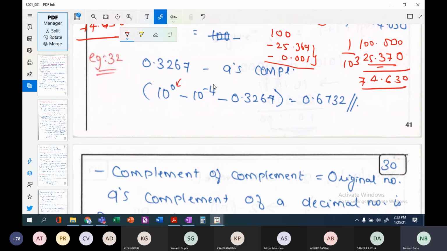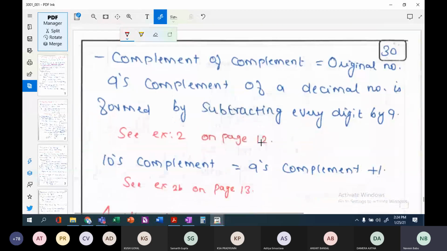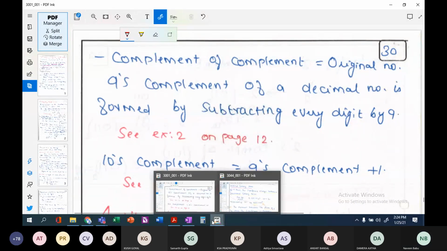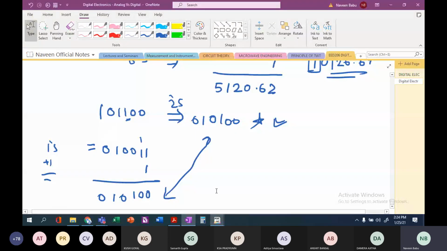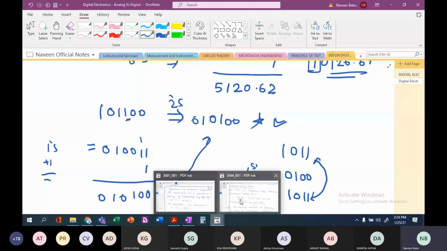Now there is another property. A complement of a complement will always give you the original number. You take any complement, that is true. Meaning, let us take the complement of 101011. What is the complement of this? That is the ones complement, which will be 010100. Take one more complement, and again you will get the original number, right? So you need to understand this property also: a complement of a complement will be the same original number.